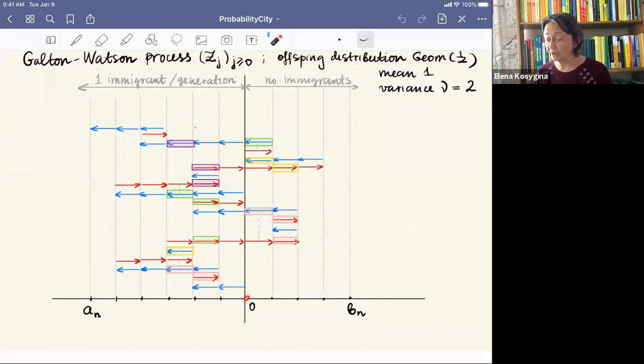Up to this generation there is an immigrant, and the Galton-Watson process apparently now has a geometric offspring distribution with parameter half, because the number of successes before failures is given by a geometric random variable, mean 0, variance 1. The only thing I want to mention is that to the right of 0, of course, the number of up crossings is equal to the number of down crossings, because again, up to the first time of hitting this level, we have no immigrants. So in all these generations we have an immigrant per generation, and here we have no immigrants.